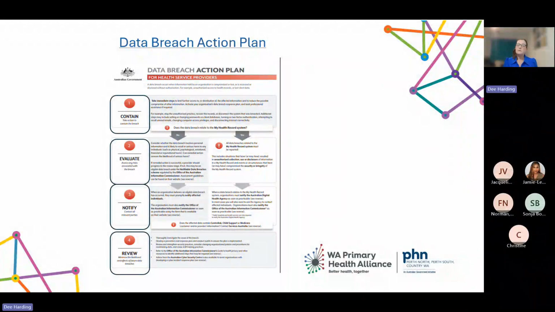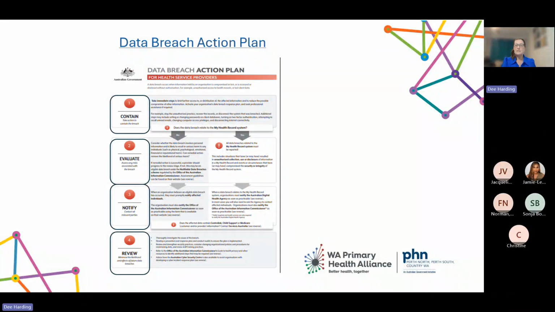Evaluate any risks associated with the breach. So all data breaches related to My Health Record system must be reported. This includes situations that have or may have, some may be familiar with the terminology near miss, resulted in unauthorized collection, use or disclosure of any information in a My Health Record, and events and circumstances that may have compromised the security of the system. So you've got to notify the system operator.